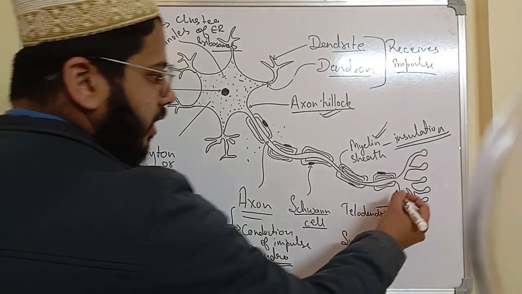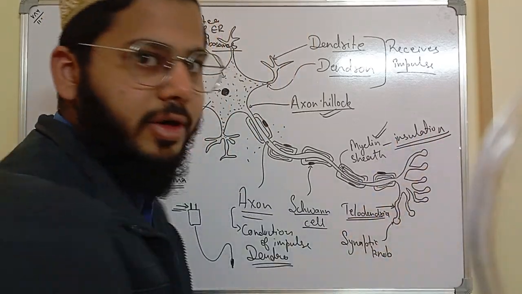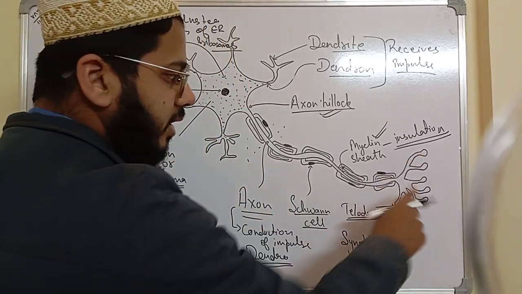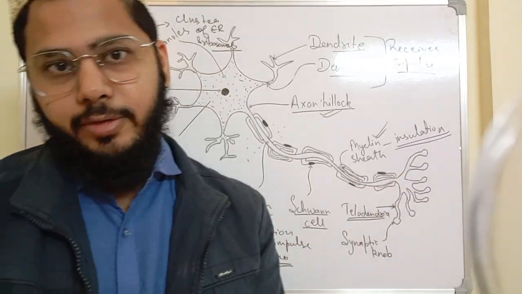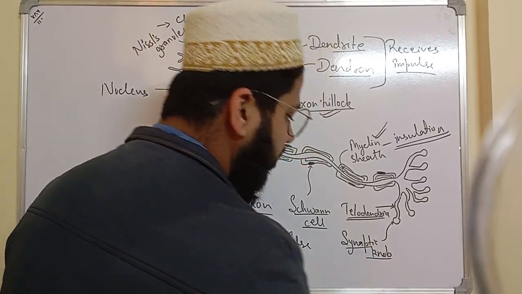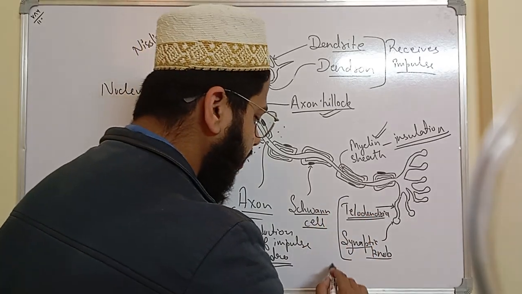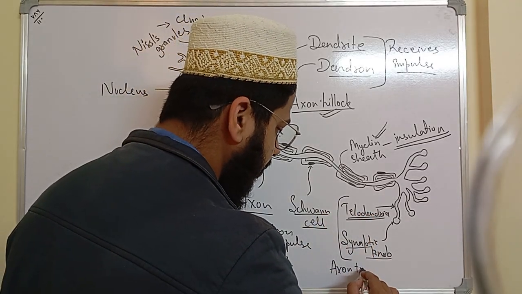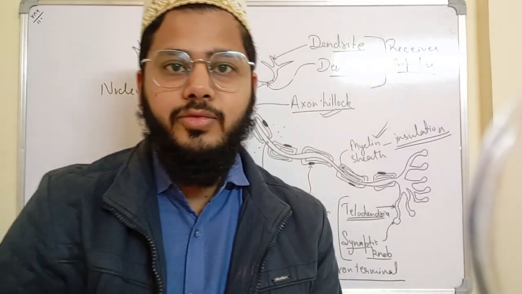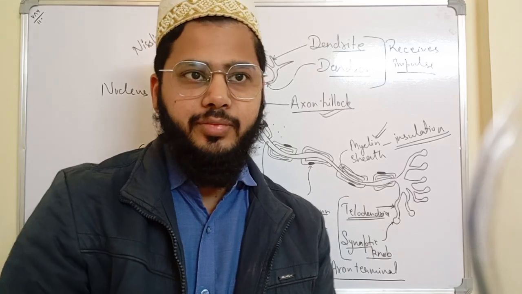At the end, the axon also branches to form structures called telodendria. Telo means at the end. So the branches at the end are called telodendria. At the end of telodendria are swollen structures called synaptic knobs. Both of them are collectively called axon terminal. Synaptic knobs store various chemicals called neurotransmitters.